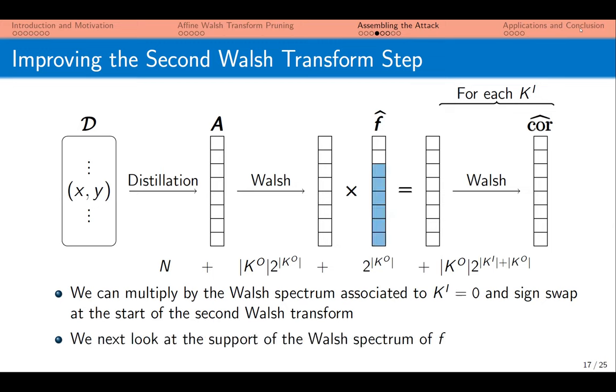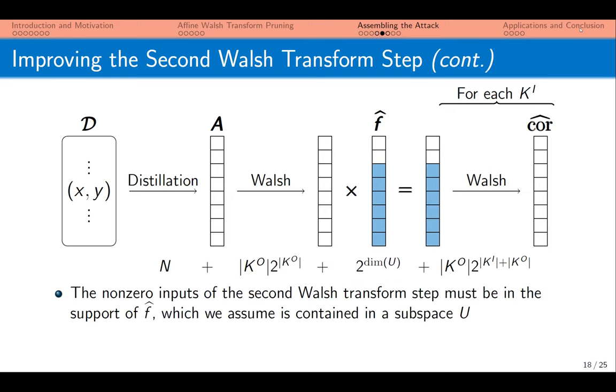And now we will look at the support of the Walsh spectrum of the key recovery map. Whenever we multiply a value in this vector by zero, we obtain zero, which means that the non-zero inputs to the second Walsh transform step must also be contained in this support of the Walsh spectrum of the key recovery map. And we will assume that there is some subspace U which covers this support.